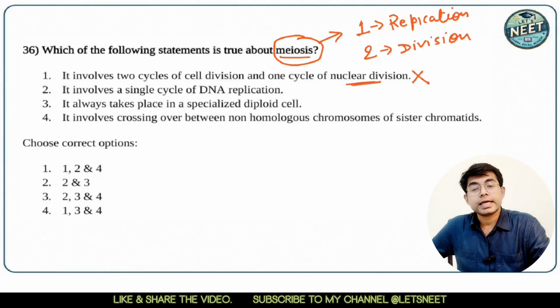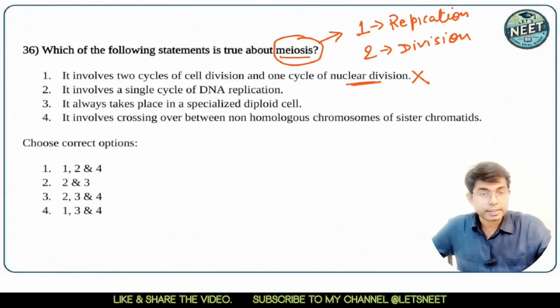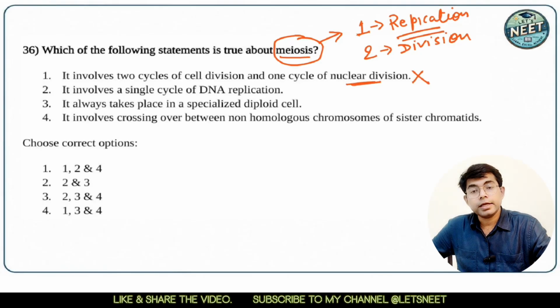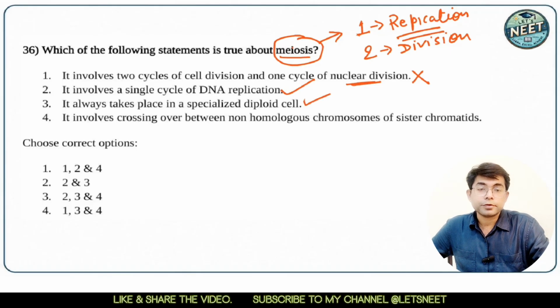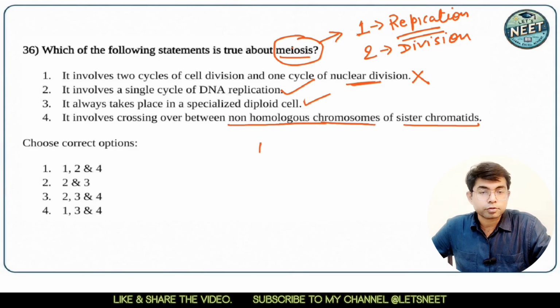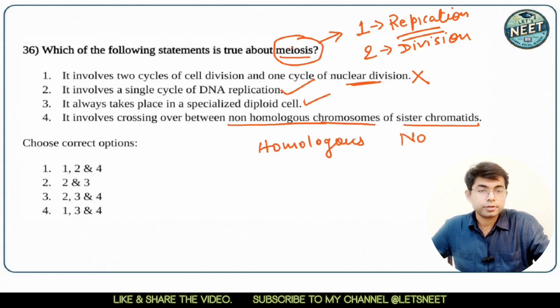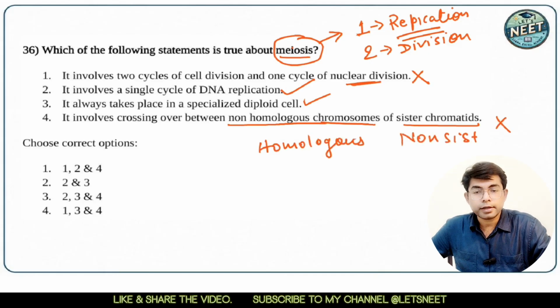It involves a single cycle of DNA replication. Yes, replication occurs once, so it is correct. It always takes place in a specialized diploid cell. Yes, it is also correct. It involves crossing over between non-homologous chromosomes of sister chromatids. Now this is wrong. It should be homologous chromosomes of non-sister chromatids. So this is also wrong. So correct are 2 and 3.